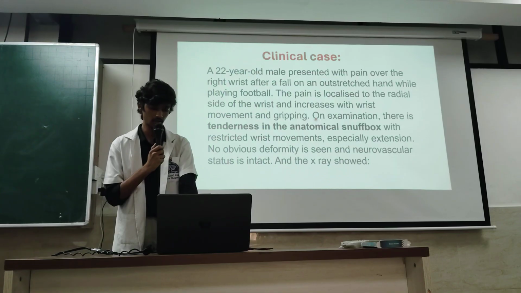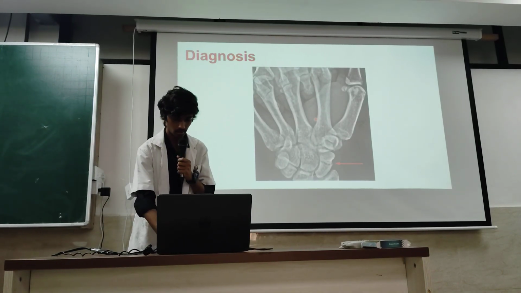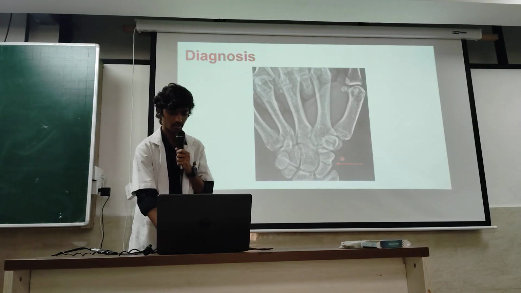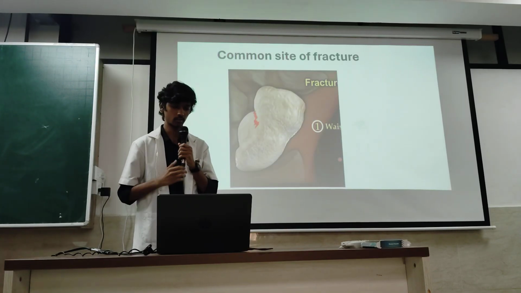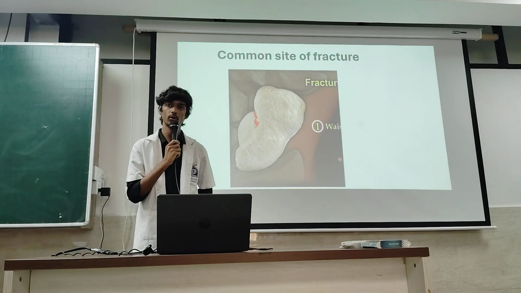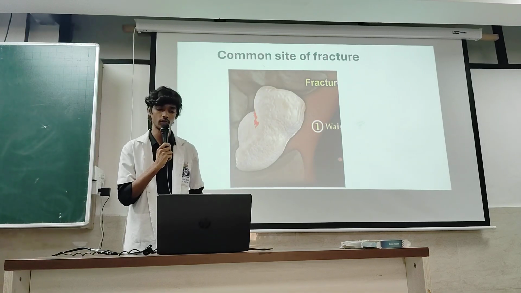On filming of the X-ray, it appears that there are two bones in place of the scaphoid. The most common site of fracture is the waist of the scaphoid because it is the narrowest part of the scaphoid bone, at the junction of the tubercle of the scaphoid and the body of the scaphoid.